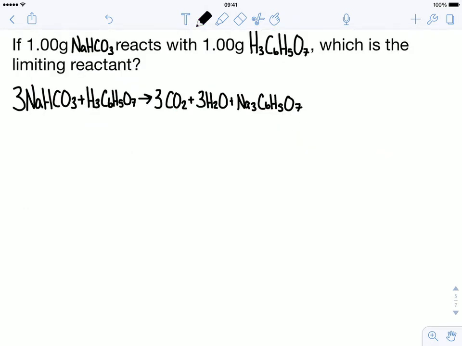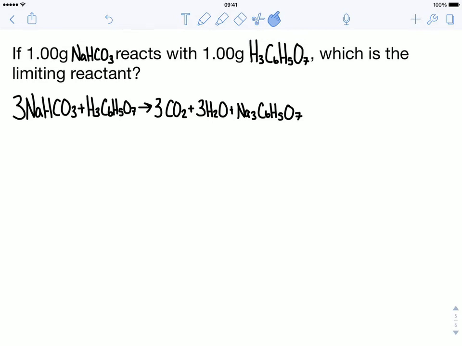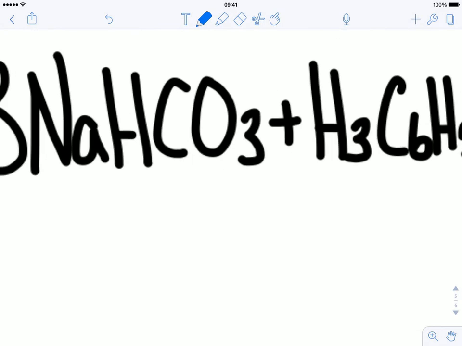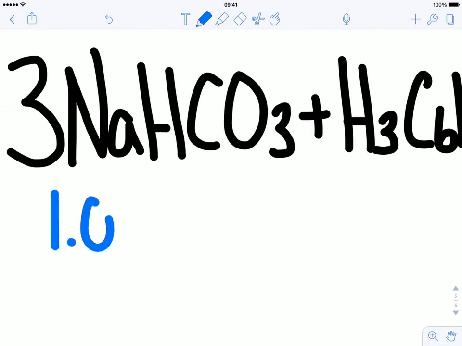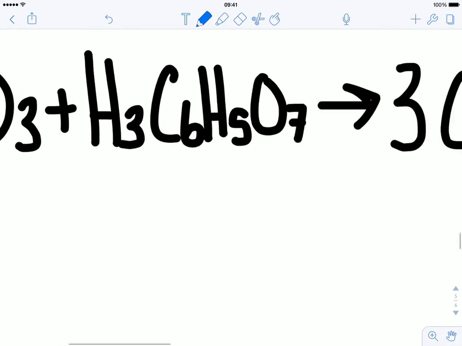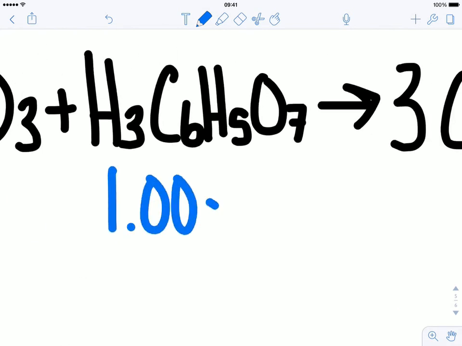Here's a question from your group problems that gave a lot of people some trouble because there are actually 2 different ways to solve this limiting reactant question. The question says, if 1 gram of sodium bicarbonate reacts with 1 gram of citric acid, which is the limiting reactant? So if we approach this just like we have any other problem, we see we're given 1 gram of sodium bicarbonate and 1 gram of citric acid. So I'm just going to write that under each of these reactants. So I'm given 1 gram of this and 1 gram of this.